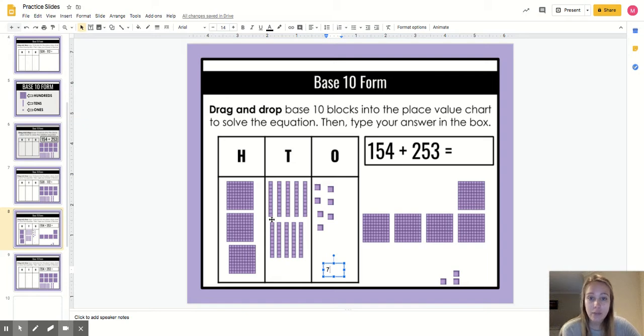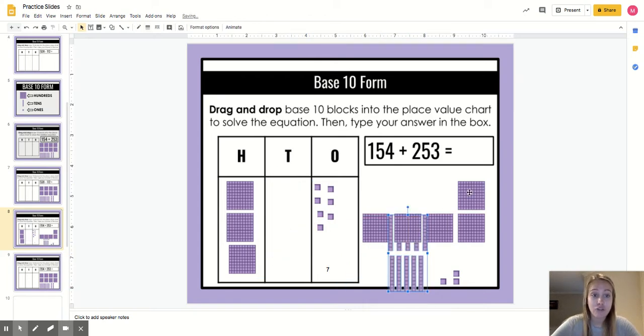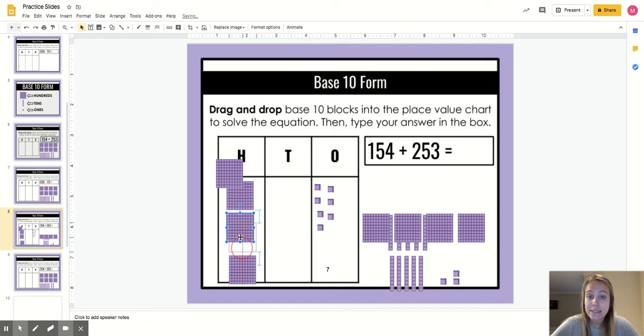In the tens place, I have 1, 2, 3, 4, 5, 6, 7, 8, 9, 10. I have a 10. So I would move them over. I'm going to move them all back over here because remember, we can have 10 and trade them in as 100. Remember, I'm not really trading them because 10 tens is 100. So I'm just taking my 10 tens out and putting 100 there instead.